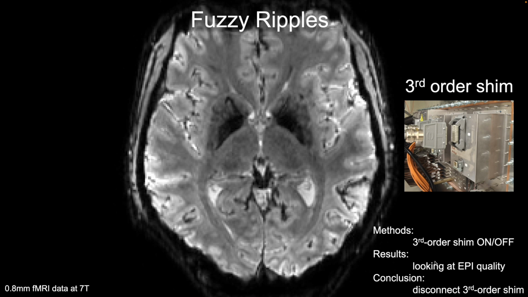So we looked at EPI data with and without third order shim. We found that they look better without third order shim, and our conclusion is that people should better disconnect the third order shim. And we thought this is such a strong effect that we better tell all our colleagues about it, and we thought an ISMRM abstract might be a good venue for that. But now we gotta talk for it and need to fill 9 minutes with this. So in the last few months I gathered more data to show you more of the same, that the EPI quality improves as soon as you unplug the third order shim.